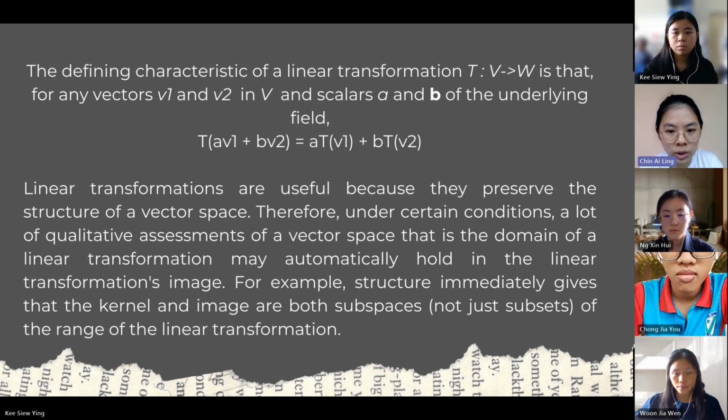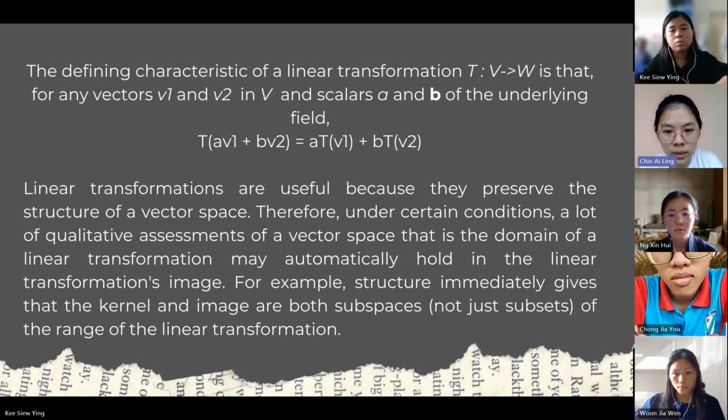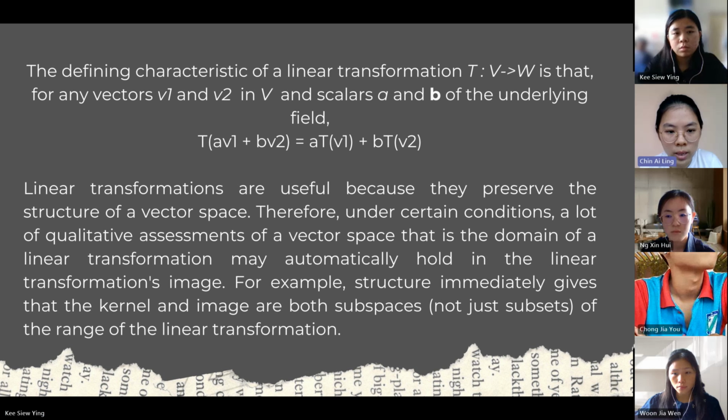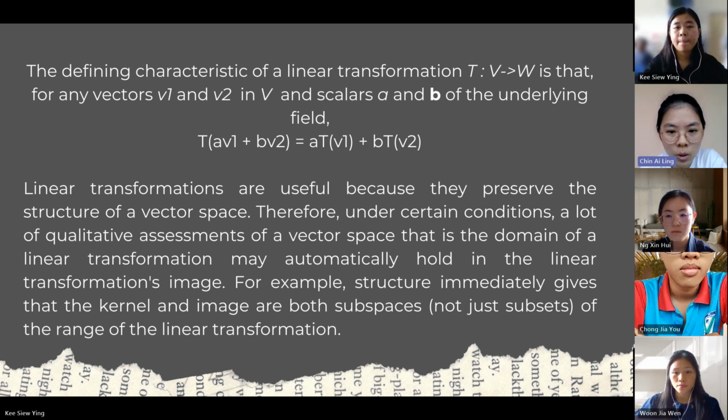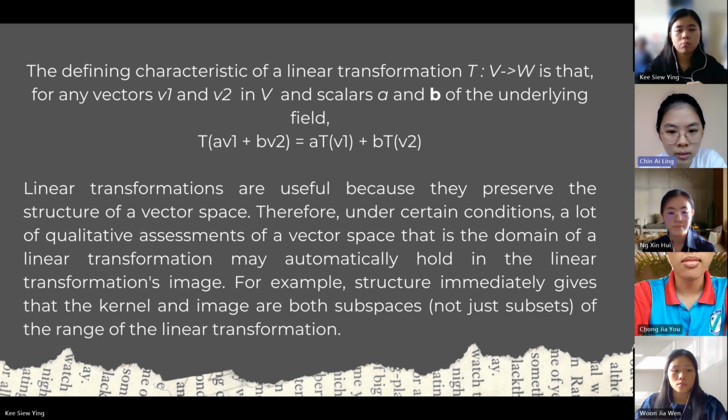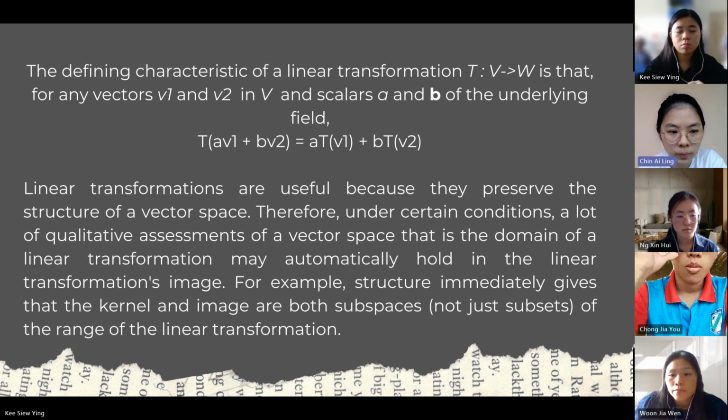The characteristic of a linear transformation T: V maps to W is that for any vectors V1 and V2 in V and scalars A and B of the underlying field, T(AV1 plus BV2) equals A T(V1) plus B T(V2). Linear transformations are useful because they preserve the structure of vector space. Therefore, under certain conditions, a lot of quantitative assessment of the vector space that is the domain of the linear transformation may automatically hold in the linear transformation image. For example, the structure immediately gives that the kernel and image are both subspaces, not just subsets of the range of the linear transformation.